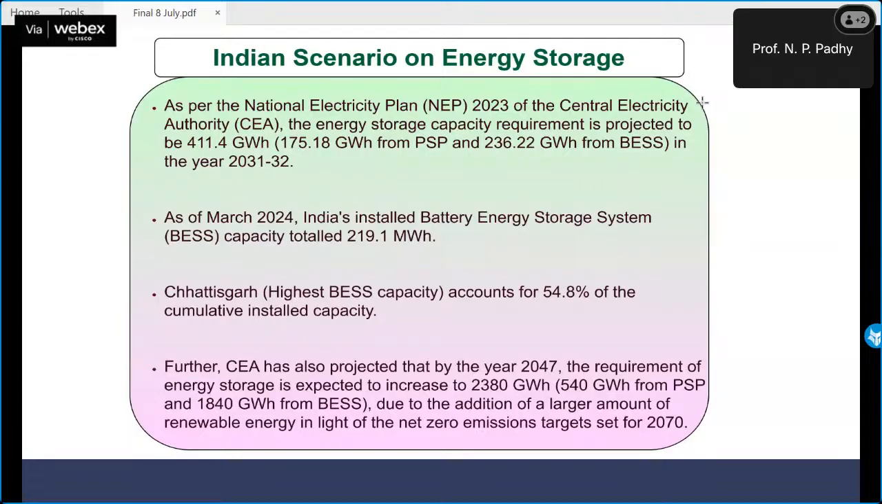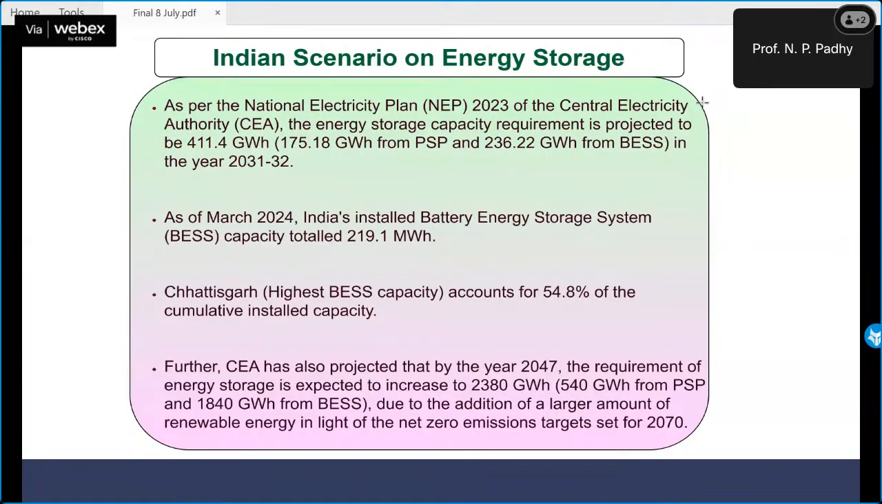As of March 2024, India has installed a battery energy storage system capacity of close to 220 megawatt hour. Just a beginning. And Chhattisgarh has the highest battery energy storage capacity, accounting for 54.8% of the cumulative installed capacity. So it seems to me Chhattisgarh might have storage on installation, right?